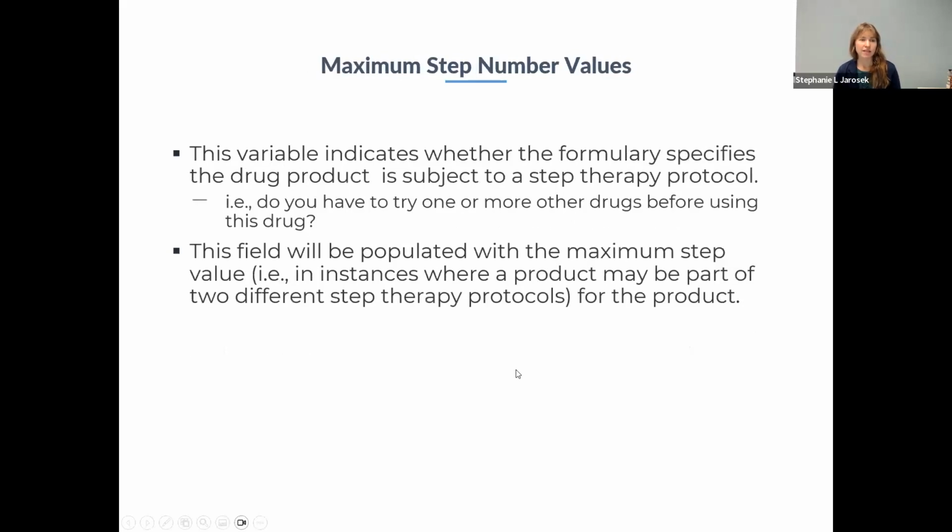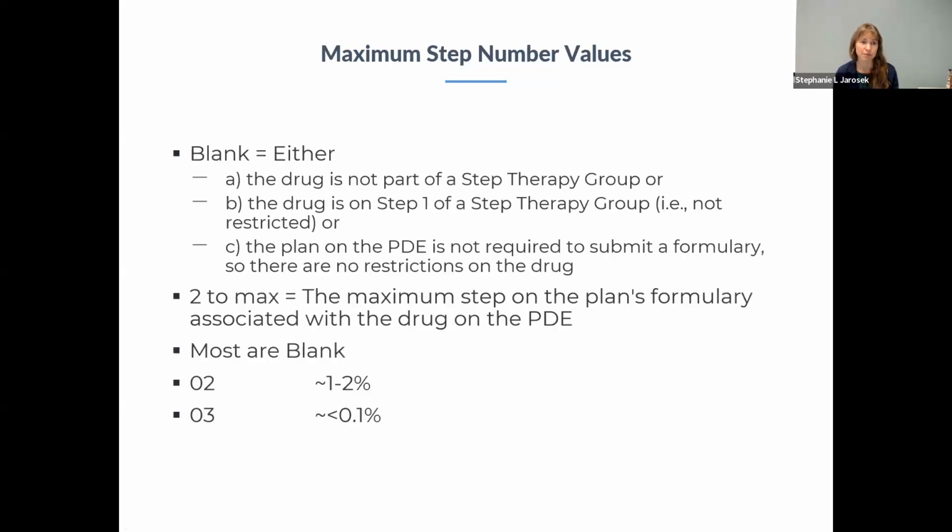And then the step indicator will give you the maximum number of steps that's required to get to the drug. By steps, I mean, what else do you have to try before you can, or how many other drugs do you have to try before this drug will be filled? And so it's the maximum number. If there were two different step therapy protocols for the product, there might be different numbers associated with it, and we get the maximum here.